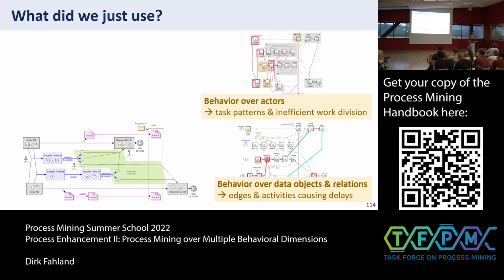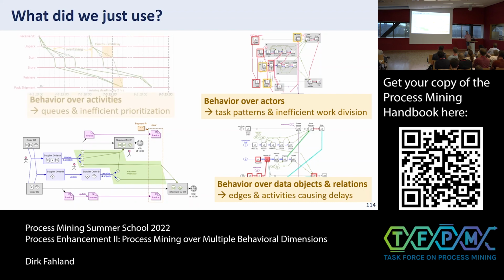We've analyzed behavior over actors, right? The task patterns, and we've seen inefficient work division. One actor doing things they're not supposed to be doing, actors getting interrupted in their work. And we've looked at behavior of activities, so queues, inefficient prioritization.